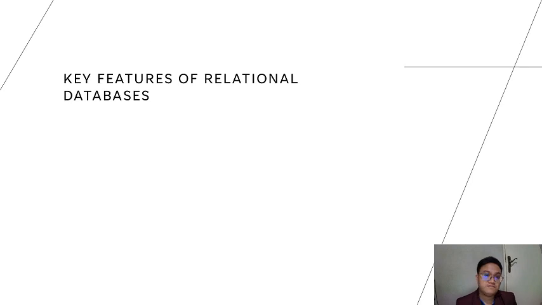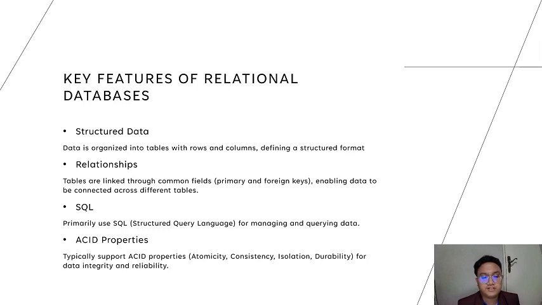Now here are some key features of standard SQL databases. The first one is structured data. In SQL databases, data is organized into tables with rows and columns, defining a structured format. There are also relationships, which connect each table through common fields, known as primary and foreign keys. Through these relationships, data can be connected across different tables.